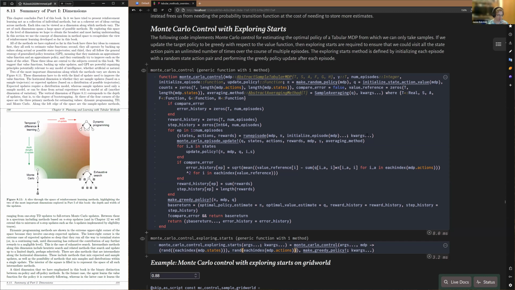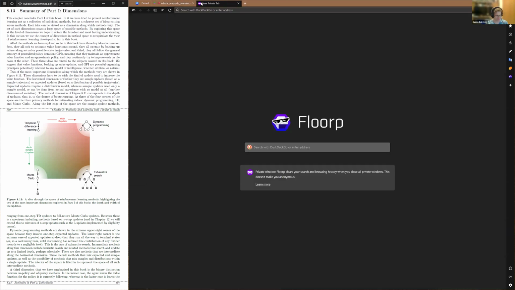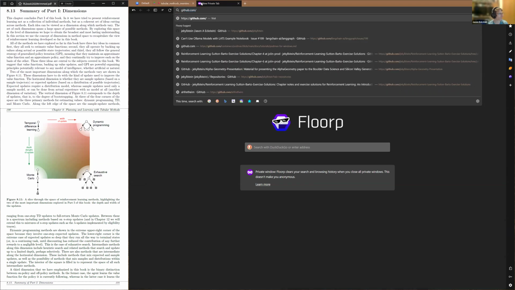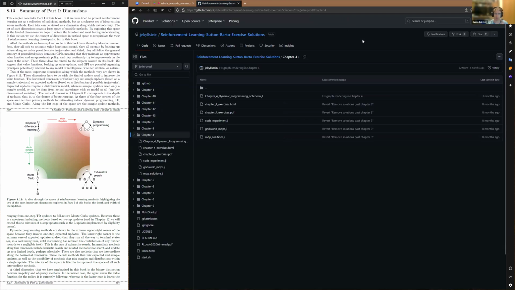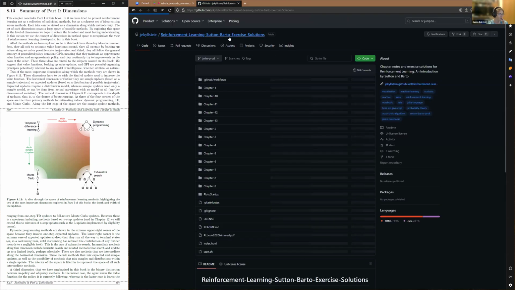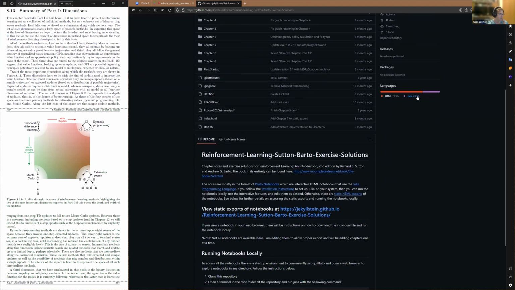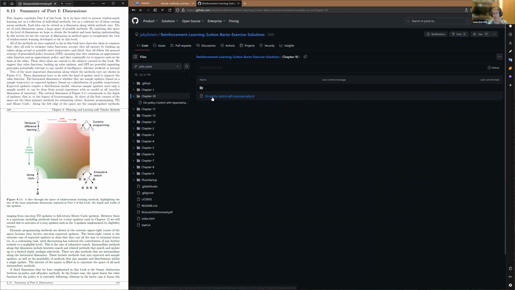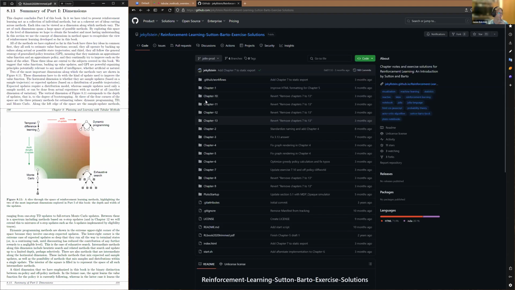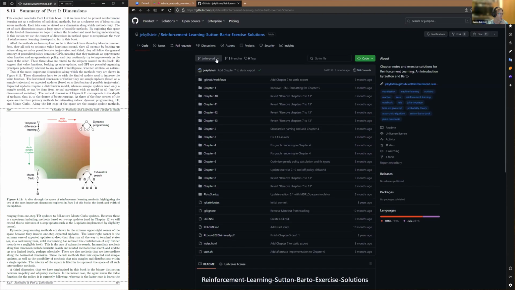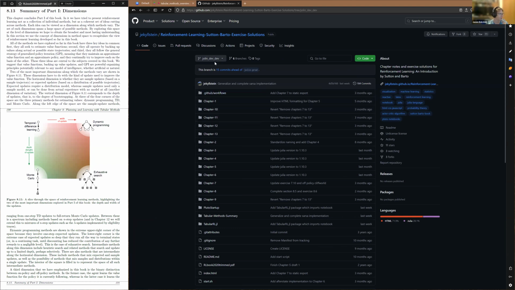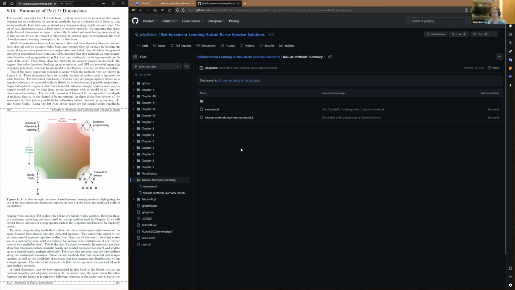Yes, this notebook and all the other notebooks are available. The meeting link should have a link to this repository. The repository has these notebooks for the other chapters that previous meetings covered. And this one is actually on the dev branch. Sorry, I haven't finished everything. But in the dev branch, there is this tabular method summary folder, and that's what has this notebook in it.